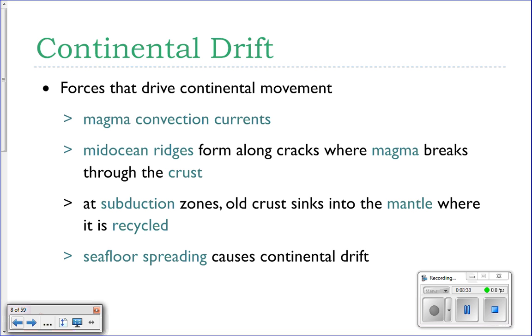As these two plates get pushed apart by this magma convection current spewing magma out, you have continents attached to those plates, and the continents move. Make sense? That's how the continents are actually moving. The process of the plates splitting apart at the mid-ocean ridge, moving apart and creating new seafloor, is called seafloor spreading.